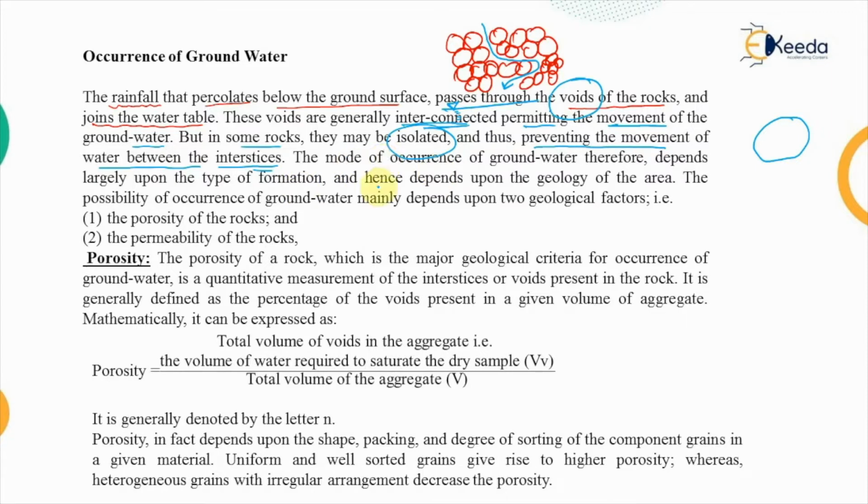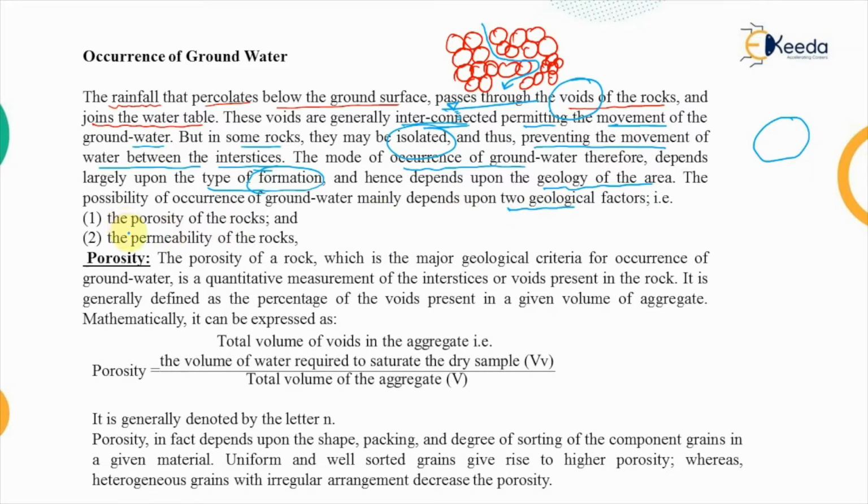The mode of the groundwater, that is, where this groundwater will be available, depends largely upon the type of formation. That means the structure of the rocks, whether voids are available in sufficient amount or not, will dictate whether the groundwater will occur below the earth surface or not. Therefore groundwater occurrence depends upon the geology of the area, and the possibility of its occurrence is summarized to two geological factors.